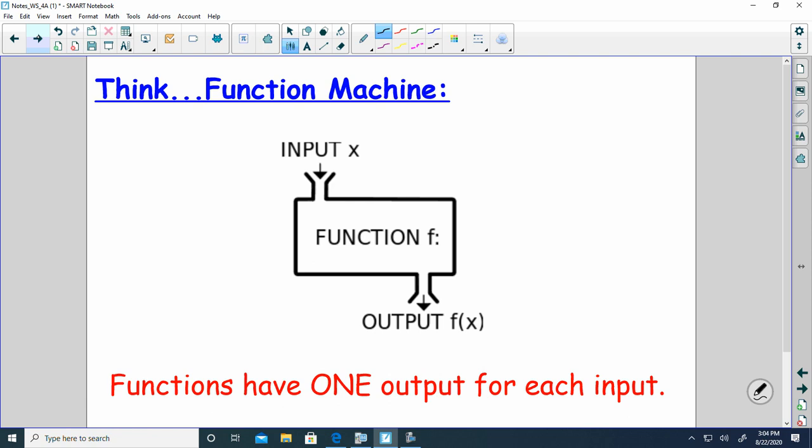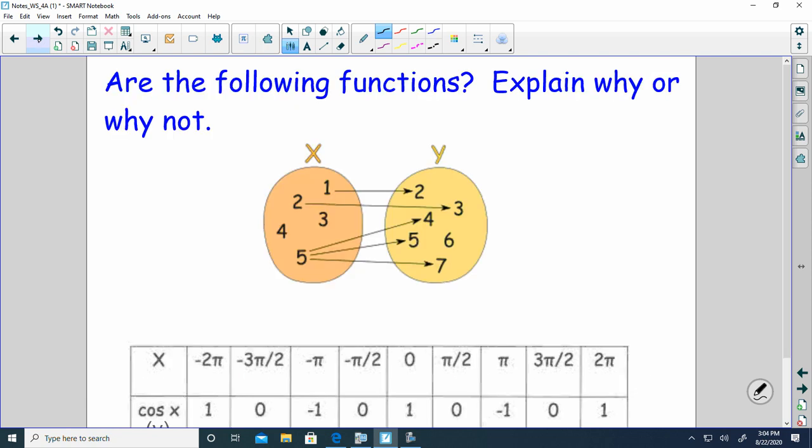So think of a function machine. You have an input, and then you have some sort of output. You put a number in, you get a number out. We've seen this quite often with the function machine. So, are the following functions? Explain why or why not.